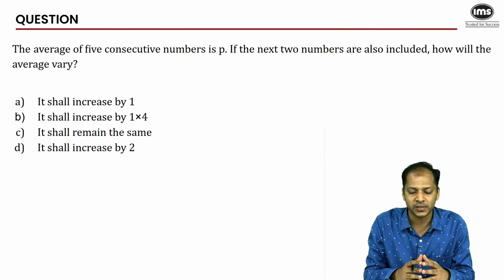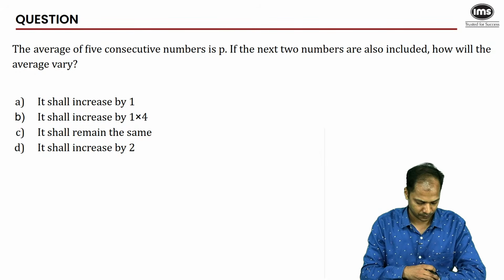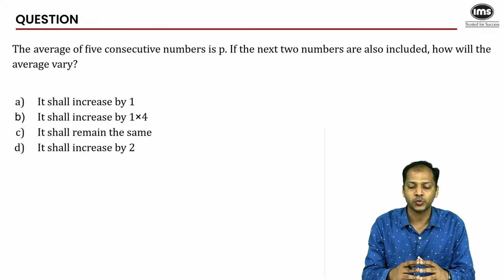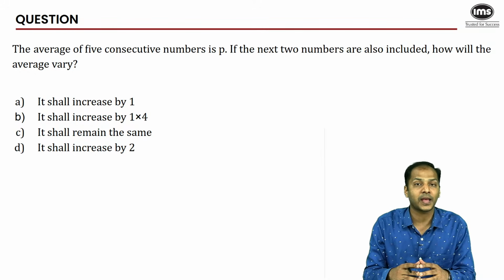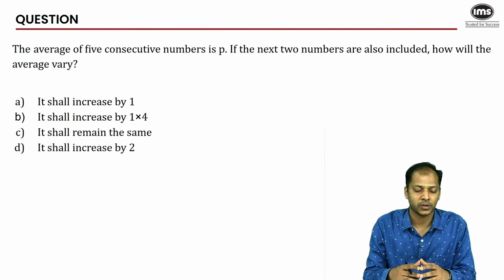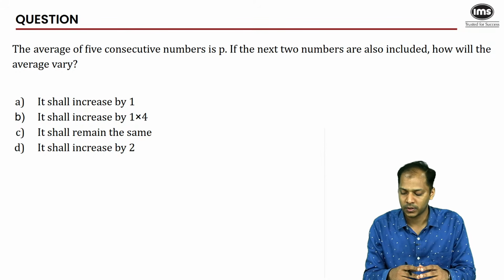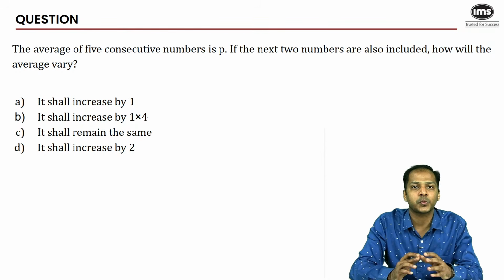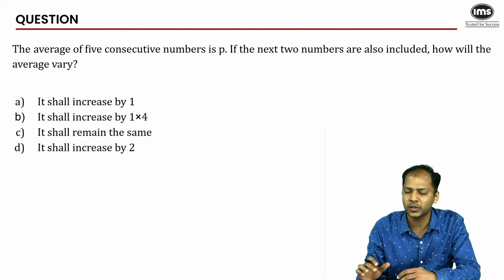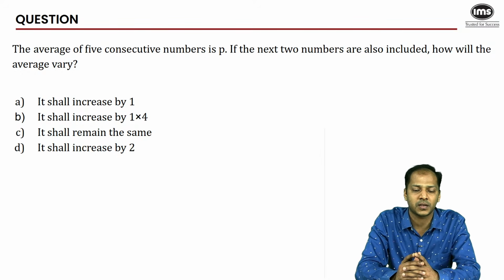The average of 5 consecutive numbers is P. If the next two numbers are also included, how will the average vary? Will it increase by 1, increase by 1 into 4, remain the same, or increase by 2? So can you try this one, see if you are able to get the answer. This is a very simple one, you could just take numbers and get to the answer, very straightforward, 30 seconds enough.